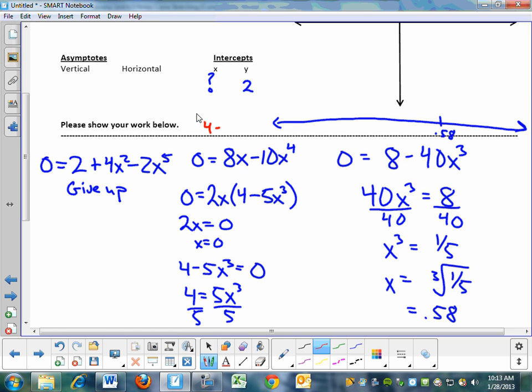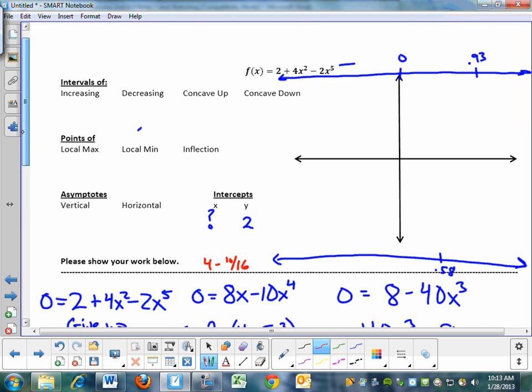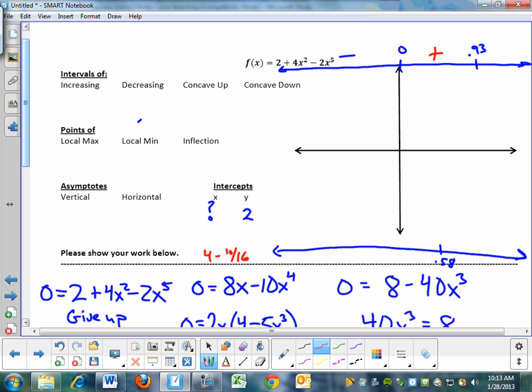Minus, again, we plugged in 1/2. What's 1/2 to the 4th? 1/16. So 4 minus 10/16. Is that going to be positive or negative? That's going to be positive. You don't even actually have to calculate it. Just know that it's going to be positive.